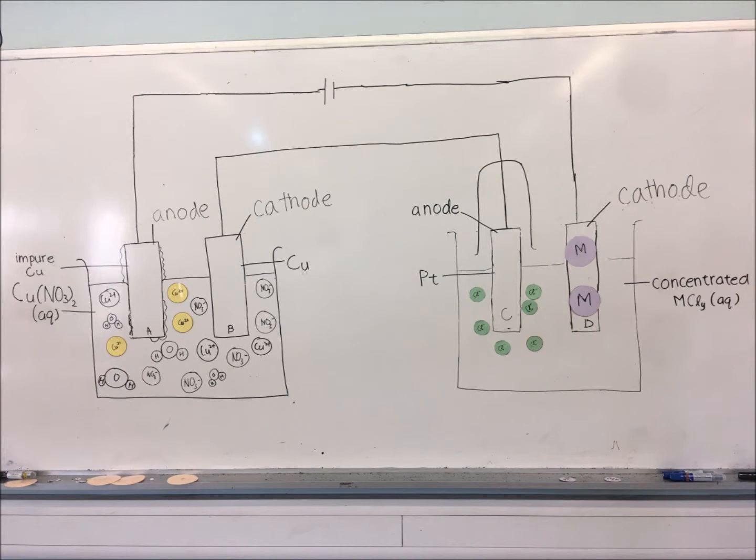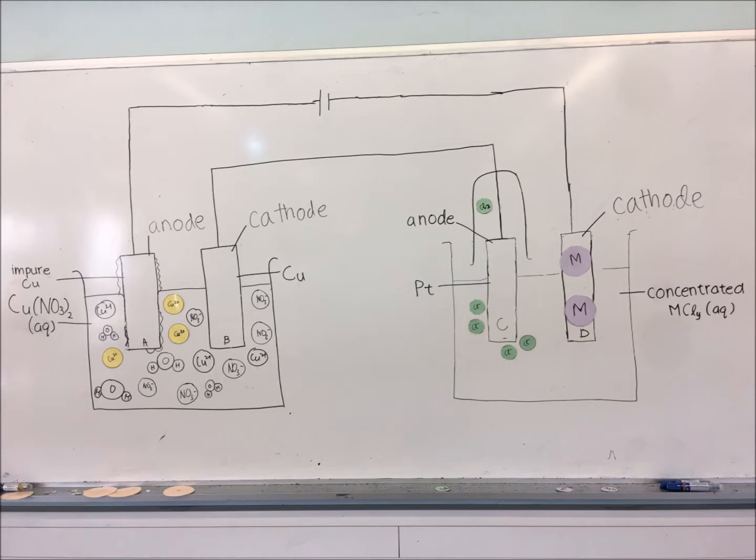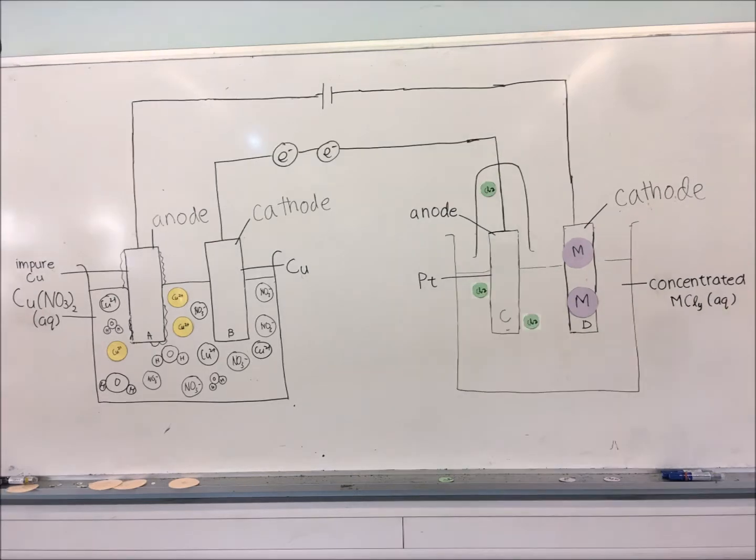Moving on, the chloride ions, which are contained in the concentrated chloride solution of metal M, would undergo oxidation at electrode C, which is the anode. For every 2 moles of Cl- that are reacted, 1 mole of Cl2 gas would be produced with 2 moles of negatively charged electrons. The negatively charged electrons that are formed would be transported through the wires of the circuit to the cathode, which is at electrode B.